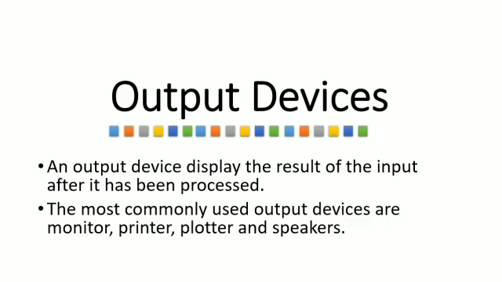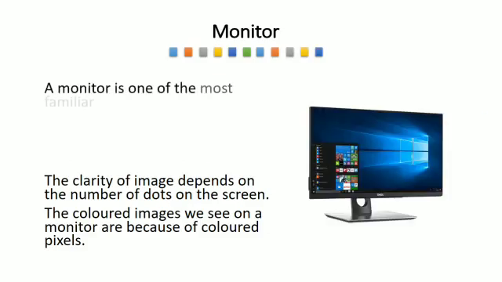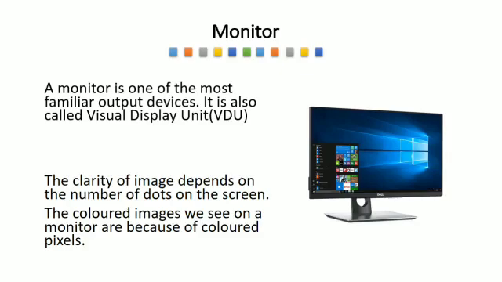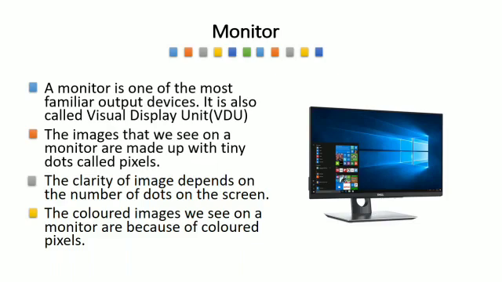Now let's learn about monitor. A monitor is one of the most familiar output devices. It is also called Visual Display Unit, VDU. The images that we see on a monitor are made up of tiny dots, and they are called pixels.